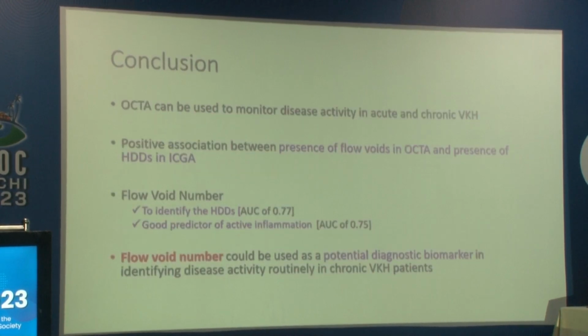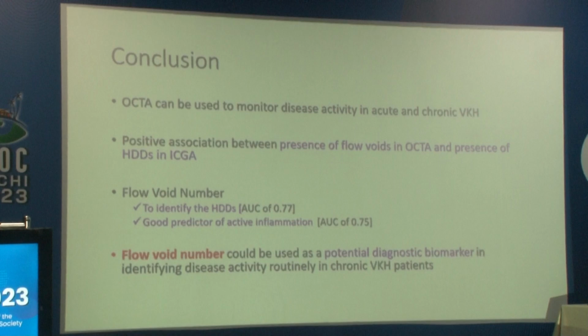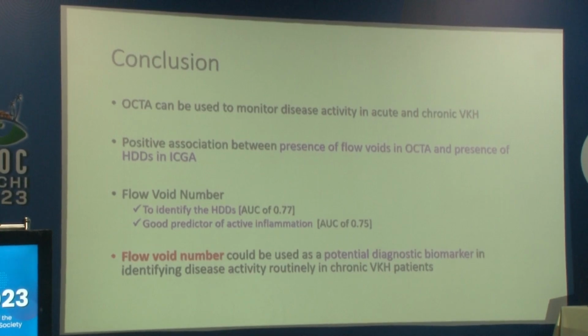In conclusion, OCTA can be used to monitor the disease activity in acute and chronic VKH. A positive association was obtained between the presence of flow voids in OCTA and the presence of HTDs in ICGA. The flow void number can be used to identify the HTDs in ICGA and is a good predictor of active inflammation also.